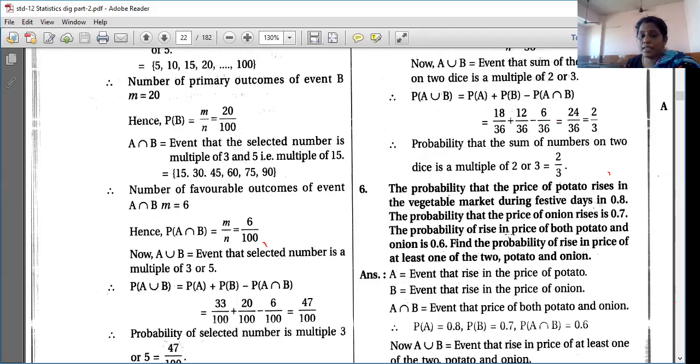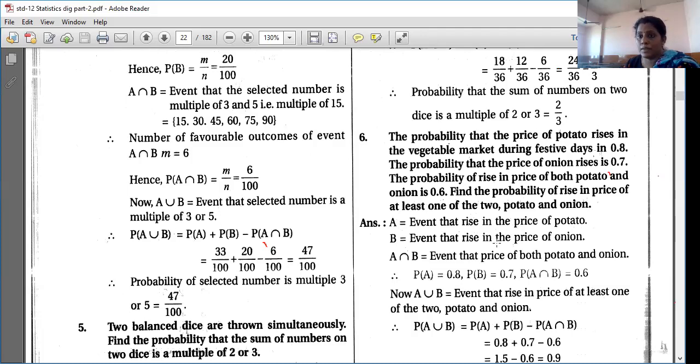So again, I will be explaining this sum in the next video. From the 5th I will be starting. Okay. So this much is enough for today. We'll see in the next.